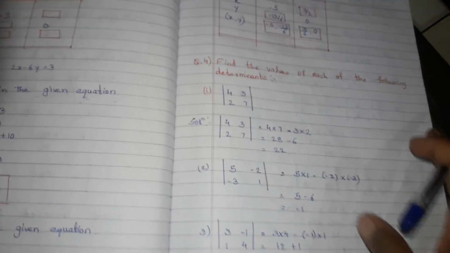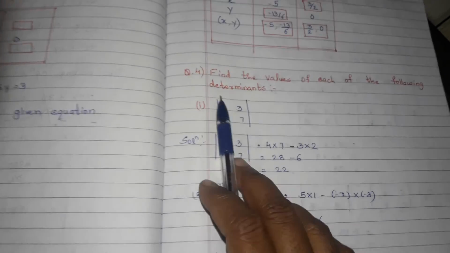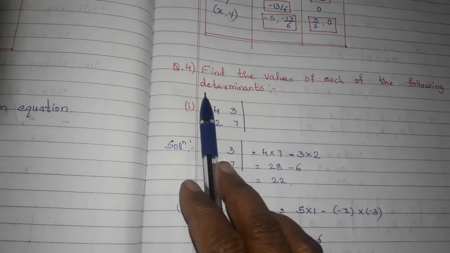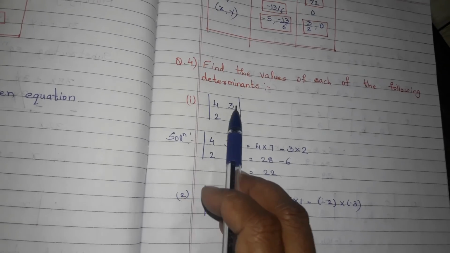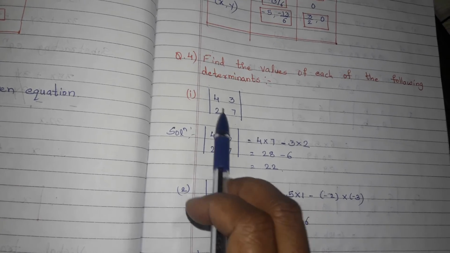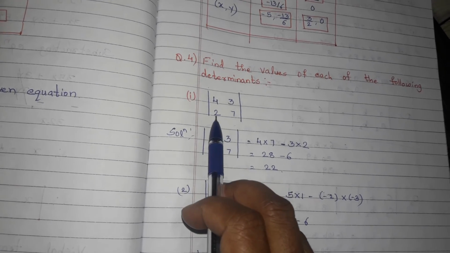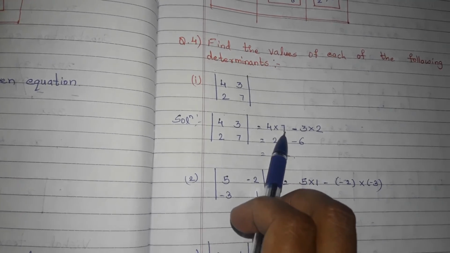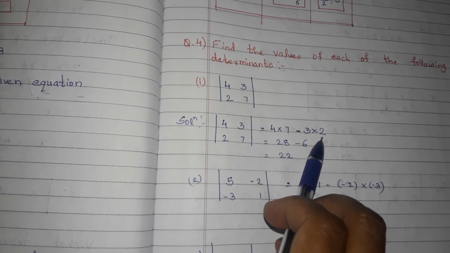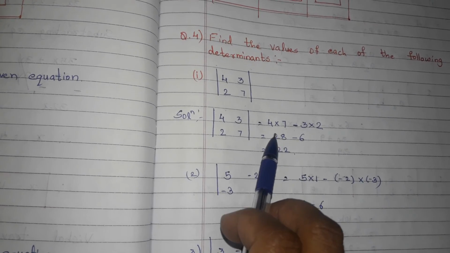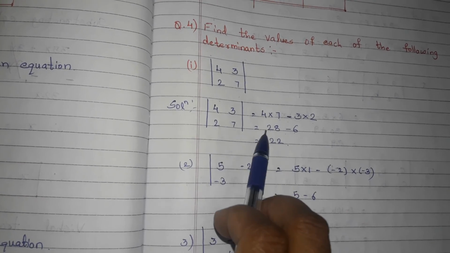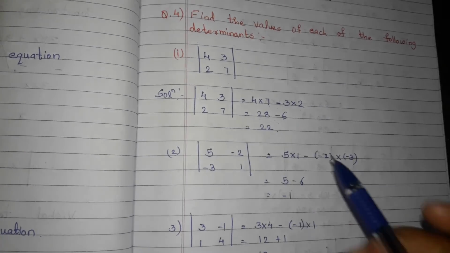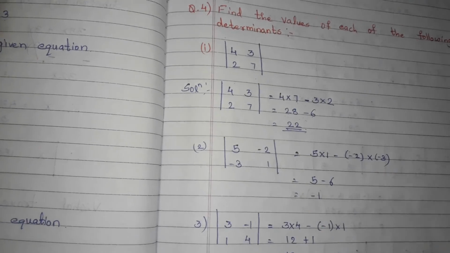Now our question 4 is: we have to find the value of each of the following determinants. Our determinant is 4, 3, 2 and 7. So here we have to do the cross multiplication. 4 multiplied by 7 minus 3 multiplied by 2. 4 multiplied by 7 is 28 minus 3 multiplied by 2 is 6. If we do the subtraction, here we get 22. The final answer is 22.